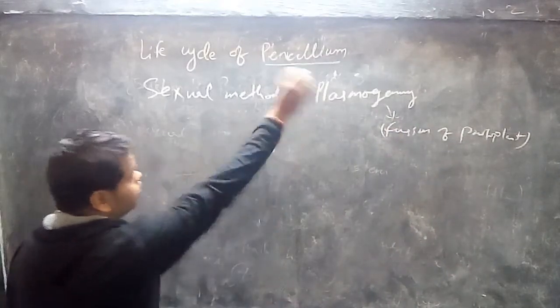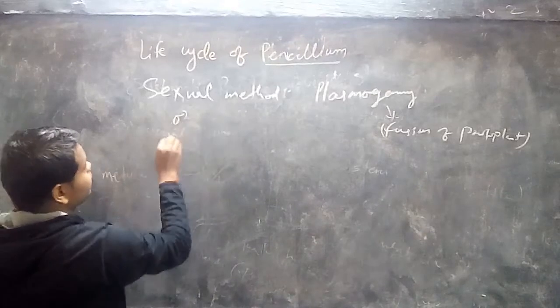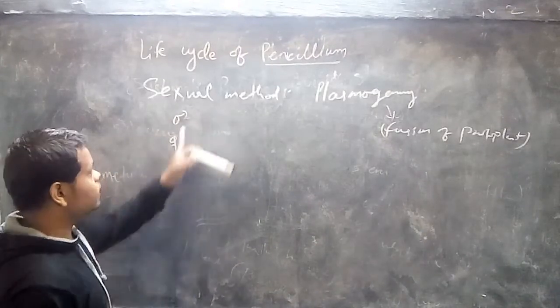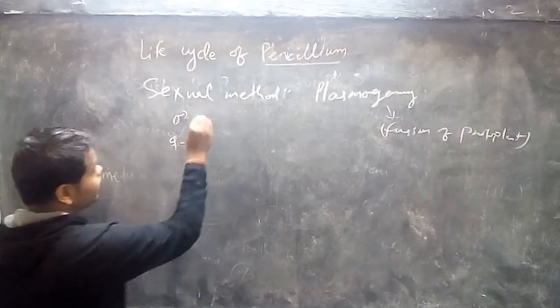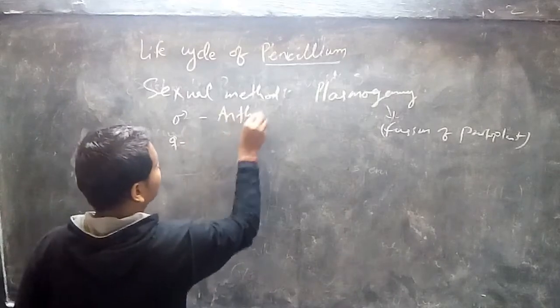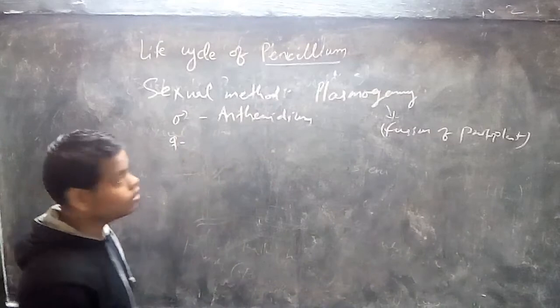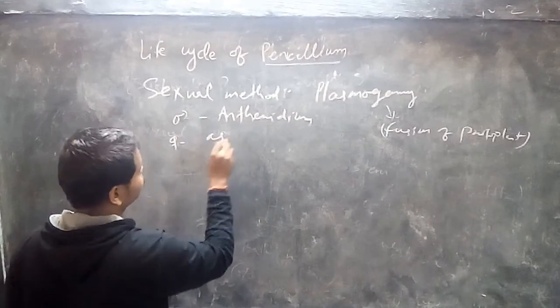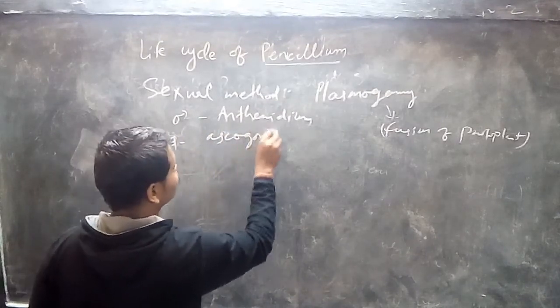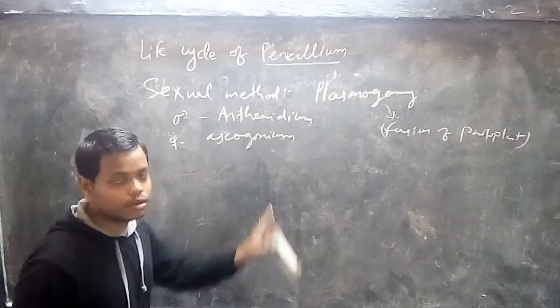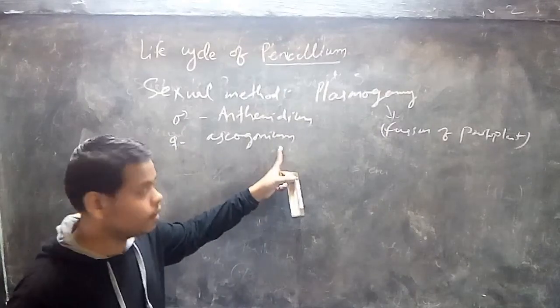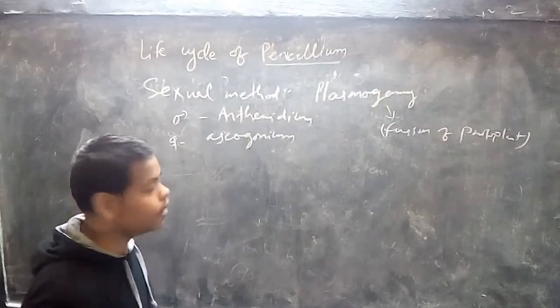Now, the male sex organ and female sex organ. The male sex organ of Penicillium is called antheridium, and the female sex organ of Penicillium is called ascogonium. Okay, this is the singular form. Antheridium, ascogonium singular. Antheridia, ascogonia are plural.